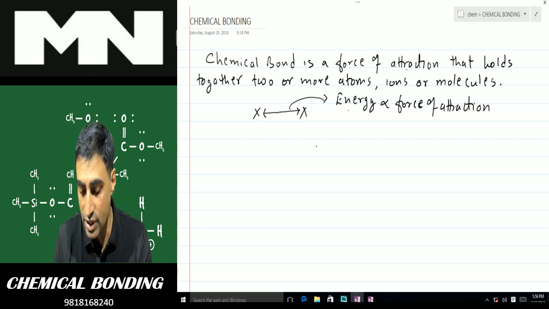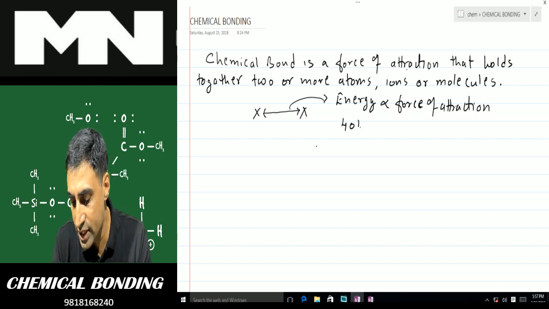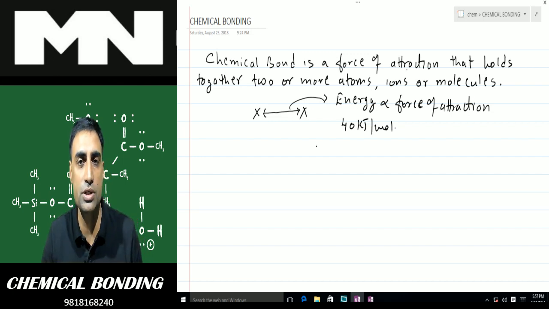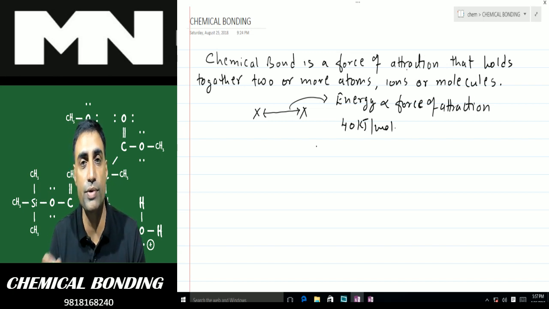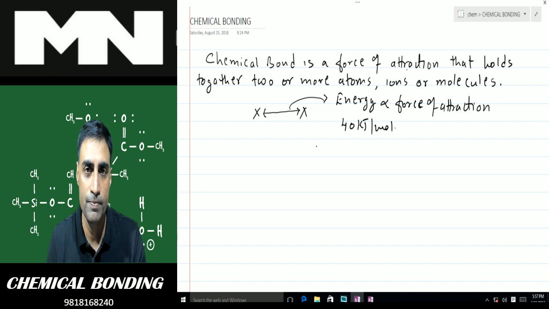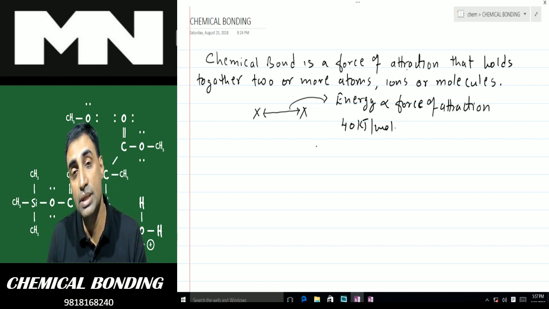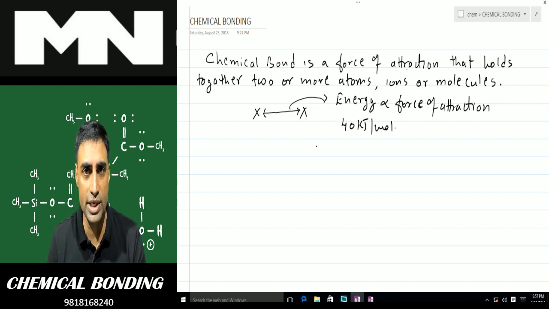If this energy which is given out is more than 40 kilojoule per mole, then we say that the force of attraction is so strong that the two atoms are practically bonded to each other. If the energy is lesser than 40 kilojoule per mole, no doubt the force of attraction is there, but a chemical bond is not formed. So if a chemical bond is formed, the force of attraction is so high that the energy given out is more than 40 kilojoule per mole. So we can say all chemical bonds are force of attraction, but all force of attraction are not chemical bonds.